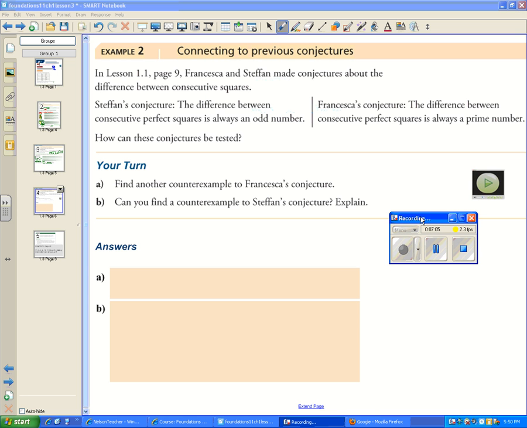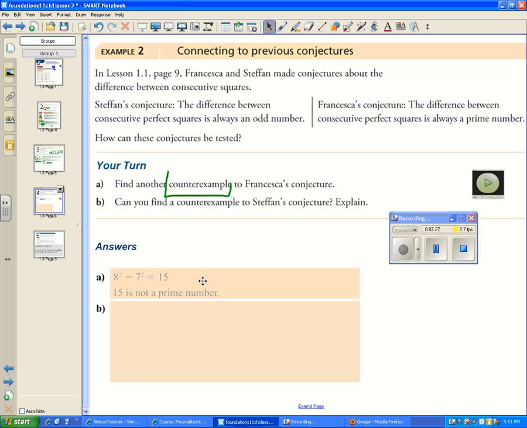So the question I have right now is, are there other counterexamples to Francesca's conjecture? Can you come up with other differences of consecutive perfect squares that are not prime? And is there any way that you could find a counterexample to Stefan's conjecture and explain? So another example of a non-prime difference of consecutive perfect squares would be 8 squared minus 7 squared, which is 15.